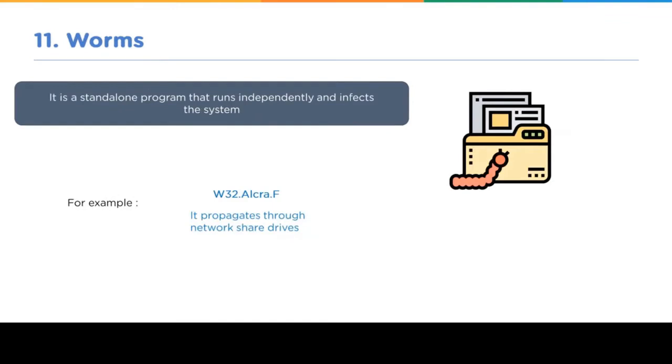Another form of malware that is closely related to a virus is a worm. Worms are self-contained applications that don't require a host file or hard drive to infect. Worms typically are focused on replication and distribution rather than on direct damage and destruction. An example is w32.alcra.f, which is a worm that attempts to propagate through various P2P file sharing networks such as LimeWire.